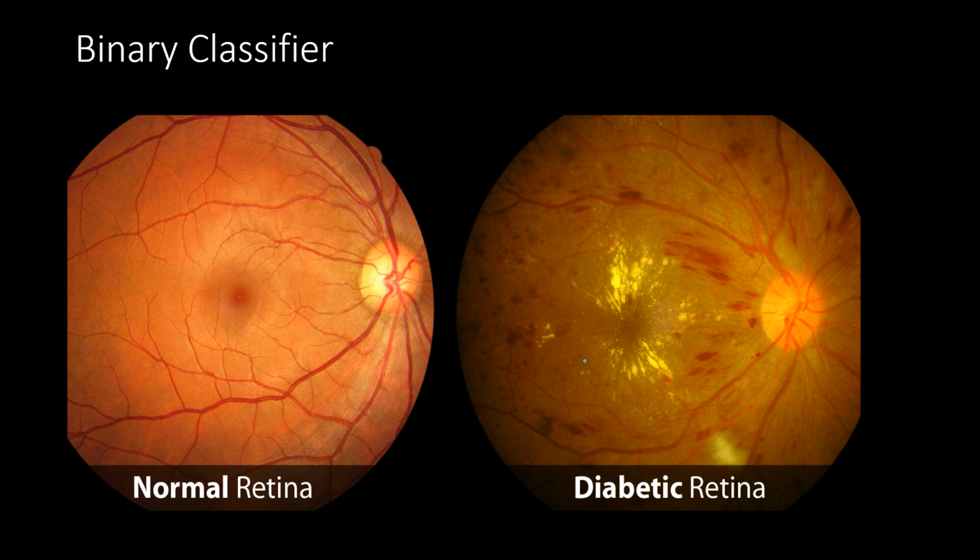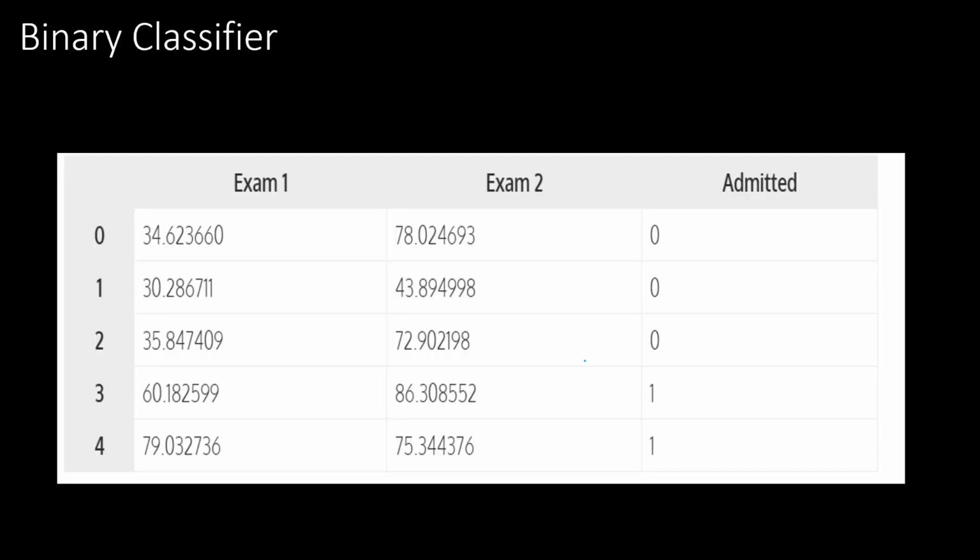First, I said logistic regression is a binary classifier. Binary classifier means classifying or categorizing a given input into two classes. An example is here. Suppose you have an image of your retina, you can classify it as a normal retina or a diabetic retina. So this is a binary classifier. Another example, which we will even code out, is given the marks of students in two exams, you need to predict whether they passed and got admitted, or they failed and didn't get admitted. So 0 will mean they failed, and 1 will mean they passed. So this also is a binary classifier.